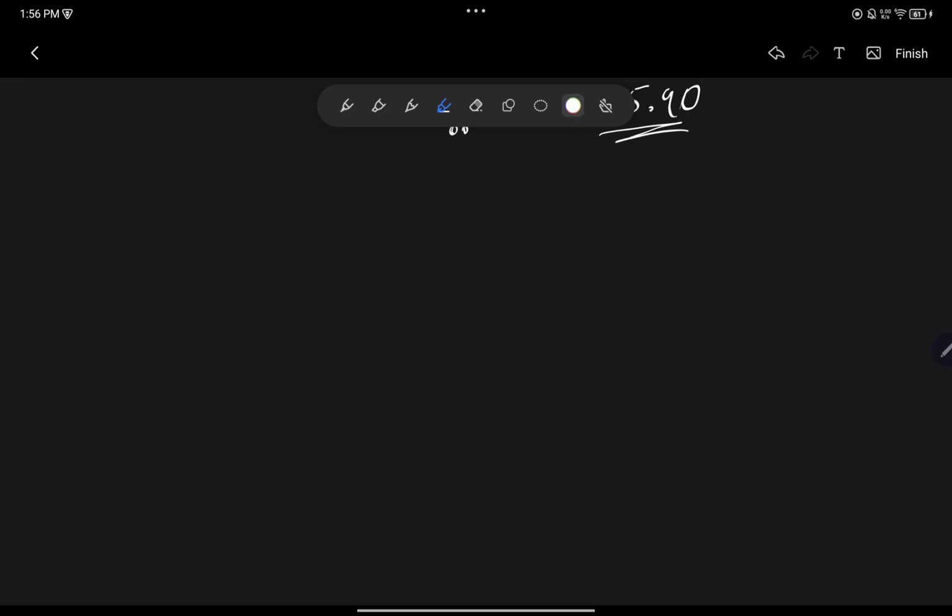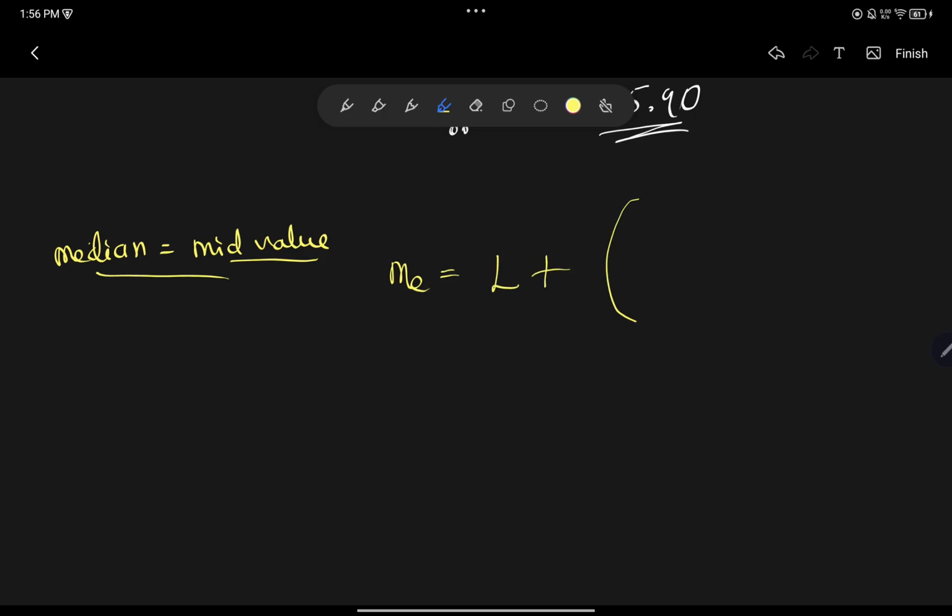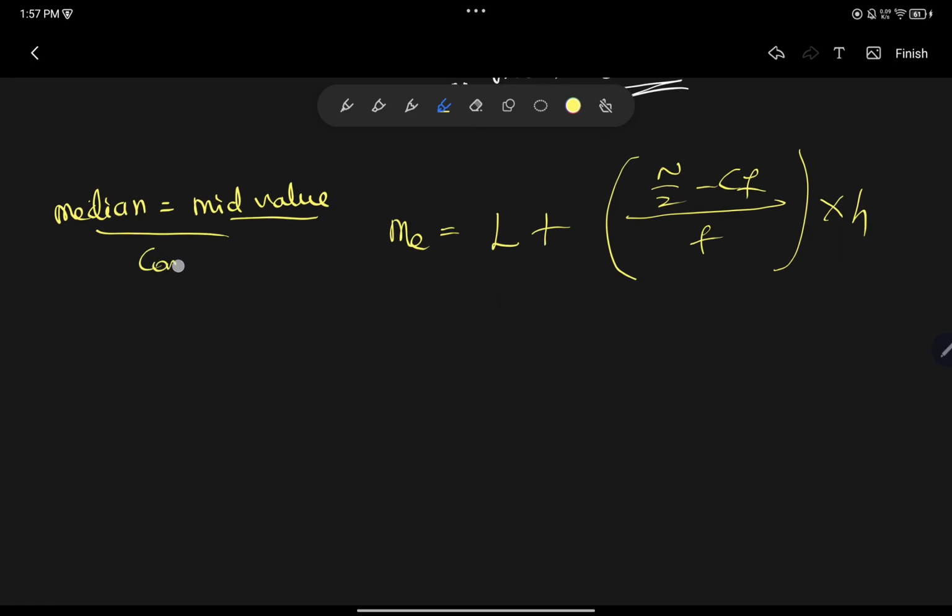Now we need to calculate median. Let's calculate median. Median is the middle value, right? The formula for calculating median is L plus n by 2 minus Cf divided by f into h. This is the formula which we need to use for continuous series. For discrete series, n plus 1 divided by 2. For individual series also, n plus 1 divided by 2 we can take.